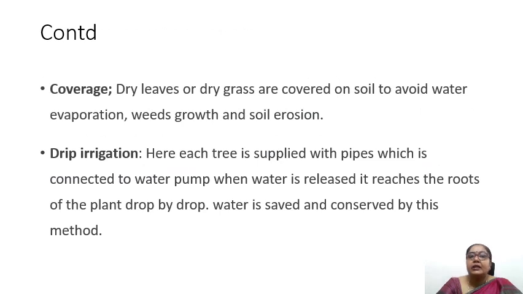And coverage, basically what the plants do is that they shed their leaves. So we have dry leaves, we have dry grass. Now that can be covered on the soil so that we avoid this water evaporating. And even weed growth is controlled, and soil erosion is also controlled by this method. Usually whatever leaves are shed are used to cover the soil, and that is avoiding water evaporation.